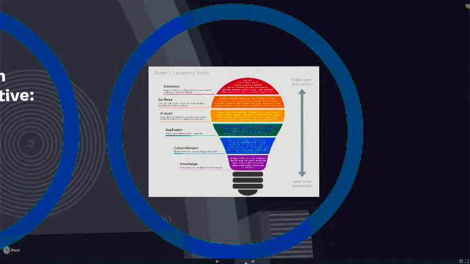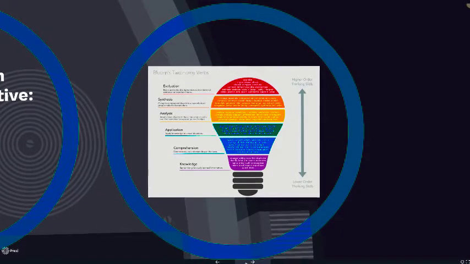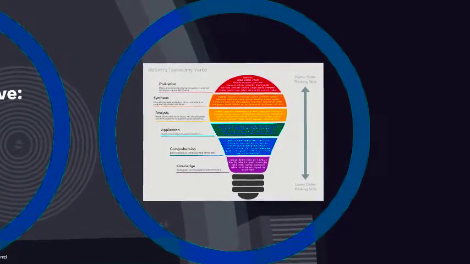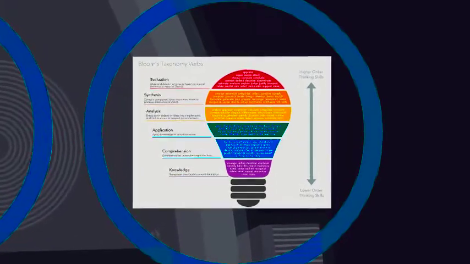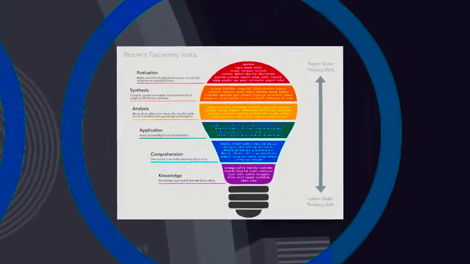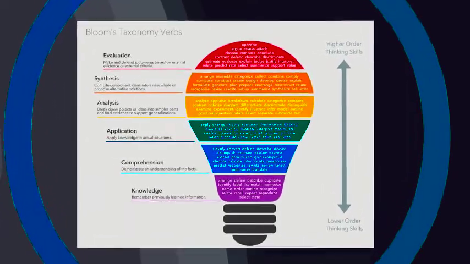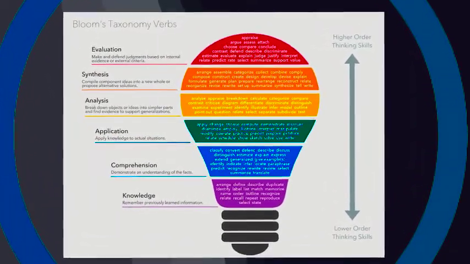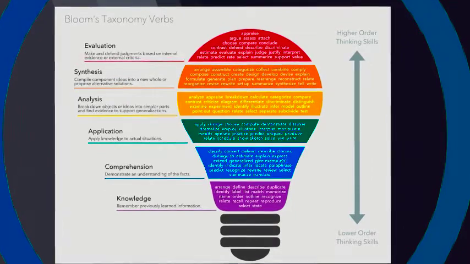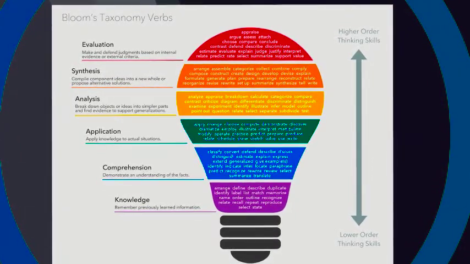Bloom's taxonomy is a hierarchy of 6 cognitive skills, arranged from less to more complex. The lowest order thinking skills are grouped under knowledge, activities related to remembering information. The thinking skills increase in complexity as you move up the taxonomy through comprehension, application, analysis, synthesis, and evaluation.